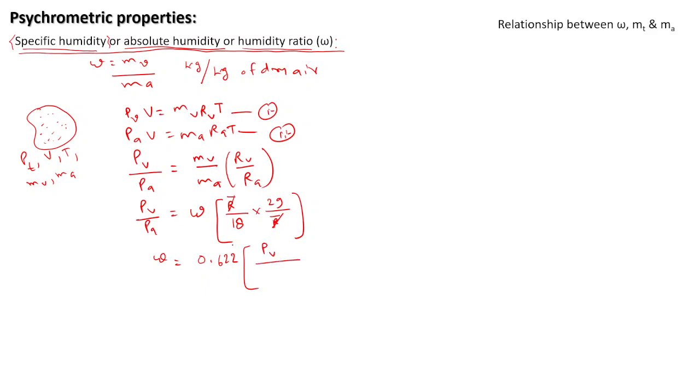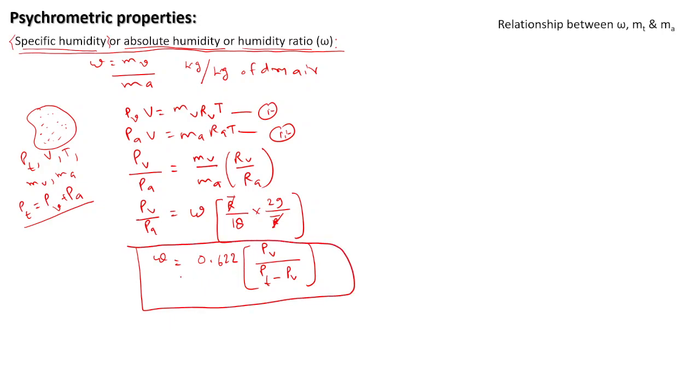So PV by PA, what is PA? Pressure of only dry air. So PT is PV plus PA. So here you can take PA as PT minus PV. I am not going to write PT every time, but here I will write. Okay, PT minus PV. This is the formula for specific humidity. So here generally, how will you get PV?